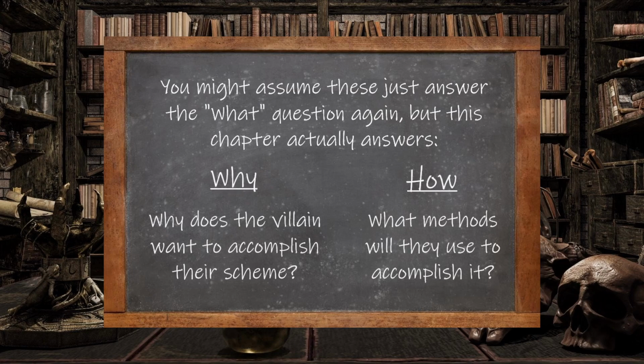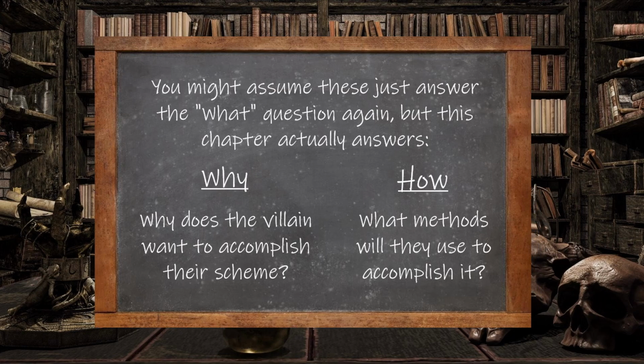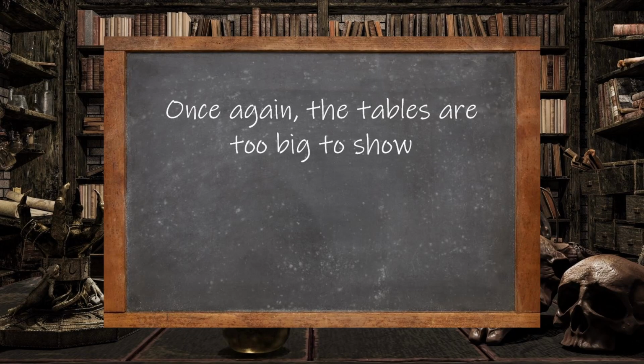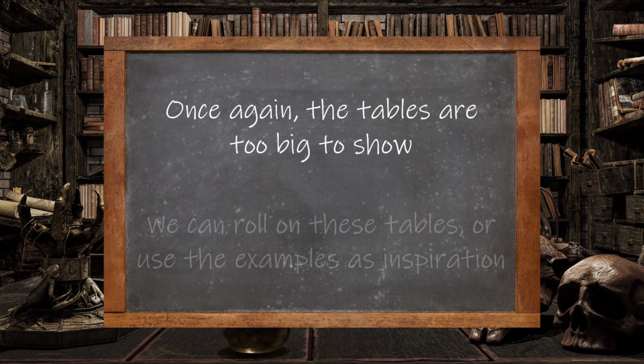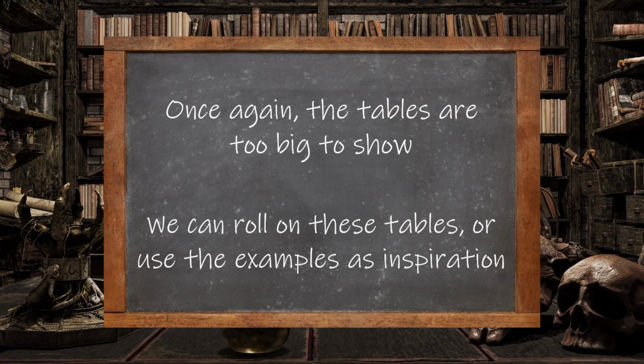But in actuality, these tables are meant to answer the why and how questions. The villain's objective is intertwined with why they want it, and their methods lay out exactly how they're going to try and get it. These tables are unfortunately too big to show in one image without making everything super tiny and hard to read, but once again, they can be rolled on to randomly answer these questions or be used as inspiration for our own ideas.